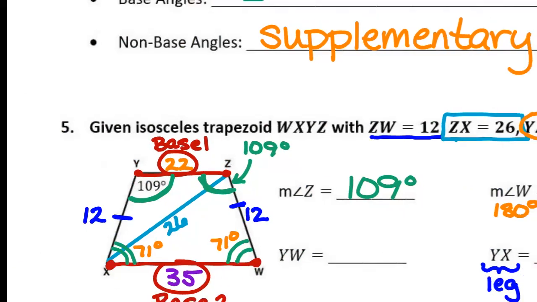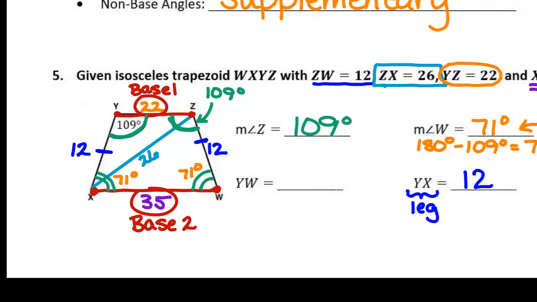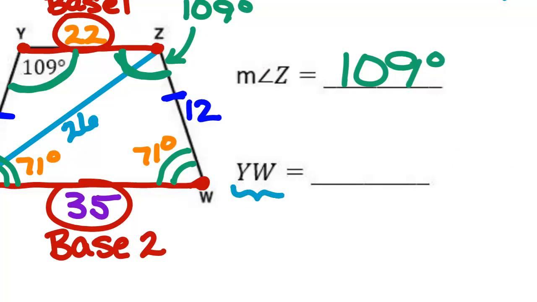We've got 2 things left to find here. We need the measurement of YW. Well, what is YW? I know it's not drawn in, but what part of this trapezoid would YW be? It's a diagonal. It connects opposite corners. What do we know about the diagonals in an isosceles trapezoid? They are congruent. They don't bisect each other, but they are congruent. So do we know how big YW is? How big? 26.